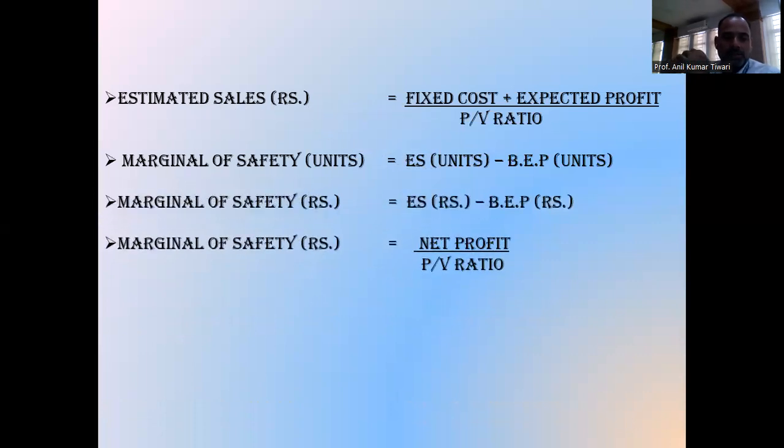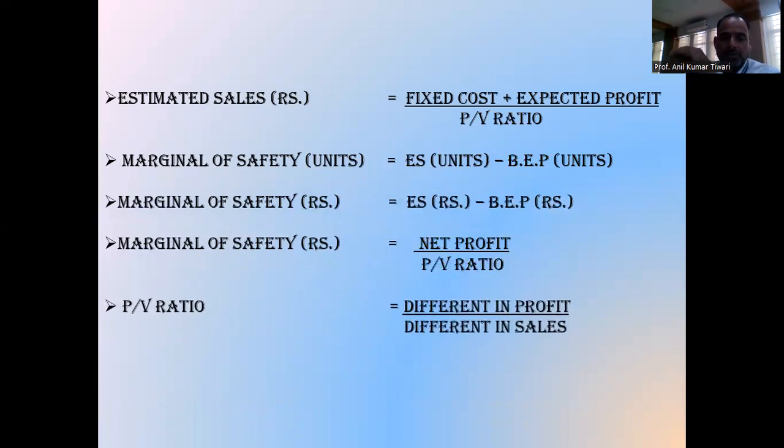And secondly, the margin of safety in rupees can also be calculated as the net profit divided by the PV ratio. And the PV ratio: sometimes we have the profit of 2 years, or the sales or revenue of 2 years. By using these 2 years' sales and profit, we can calculate the PV ratio. Take the difference in profit of the 2 years, divide by the difference in the sales, and multiply by 100. We can find out the PV ratio.